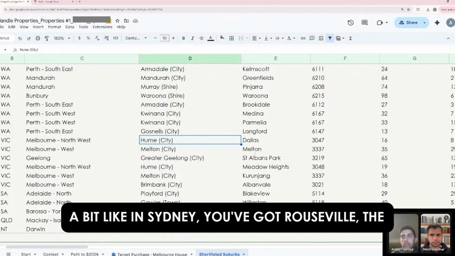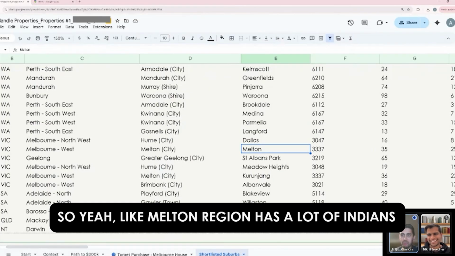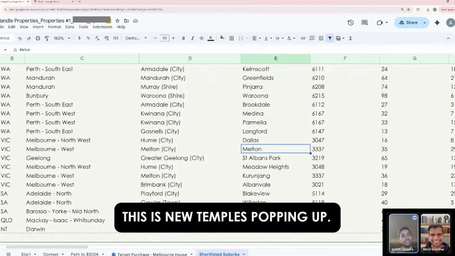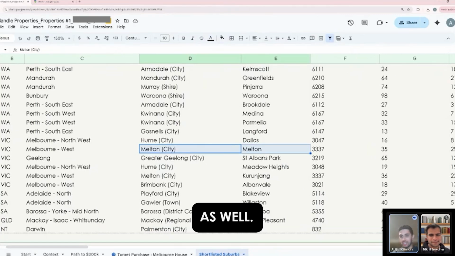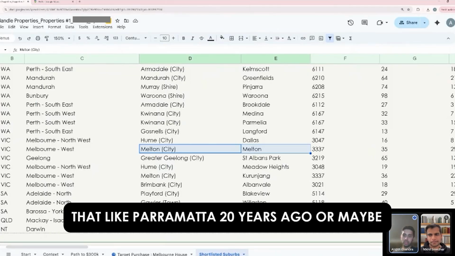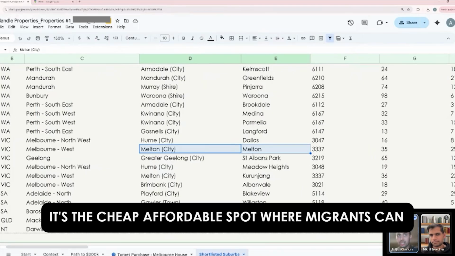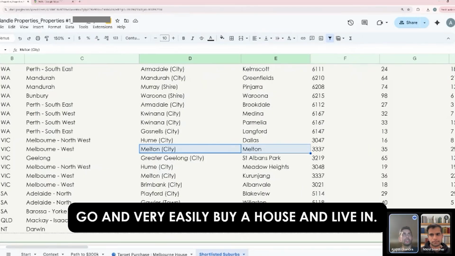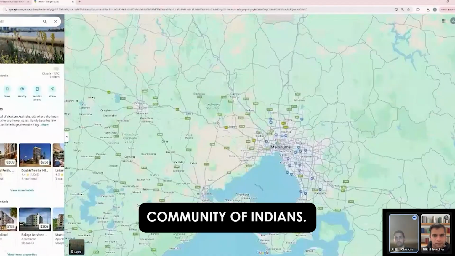A bit like in Sydney, you've got Rouse Hill. Yeah, and I can tell you equivalent areas in Melbourne. So the Melton region has a lot of Indians moving in. There's new temples popping up. There's a big Punjabi store that's come up there as well. This has become like, I don't know how to say it, like Parramatta 20 years ago or maybe Blacktown 10 years ago. It's the cheap, affordable spot where migrants can very easily buy a house and live in. It's far away from the CBD, but there's a big community of Indians.